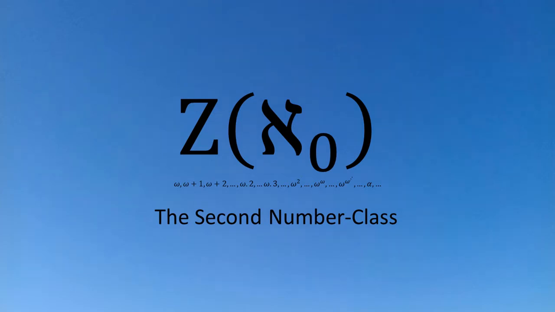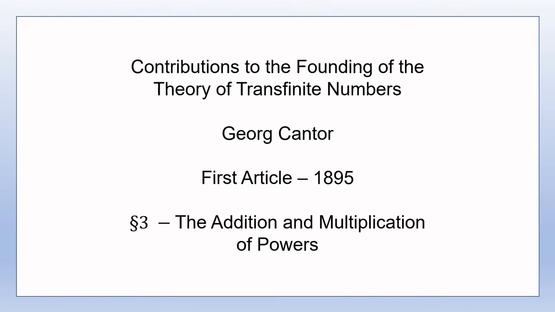Welcome to this video, the third video in my series of videos on Cantor's 1895 and 1897 articles on the theory of aggregates and transfinite numbers.